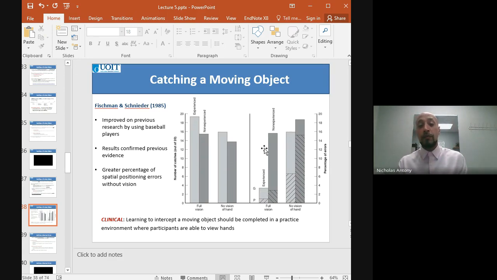What they found was that when you had vision of your hand, the majority of the reason why you missed the ball was that you didn't time correctly. So you had the ball hitting your fingers and falling. Grasping error for both experienced and inexperienced. But when you had no vision of the hand, look at the percentage of the error involved in positioning.